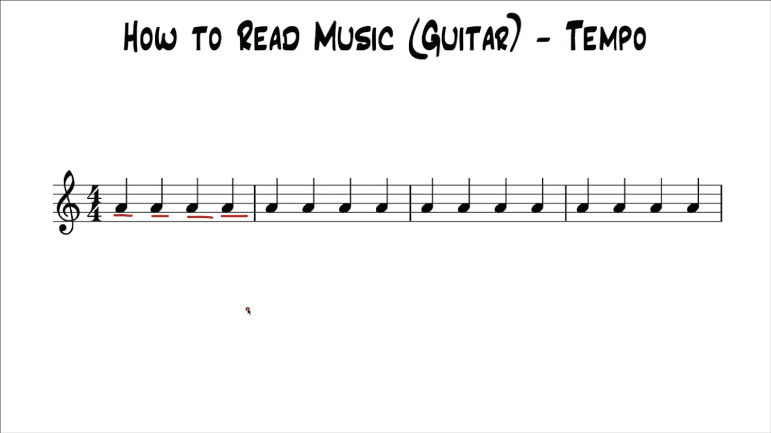and so on. If I sped it up to 120, you'd be able to hear how much faster that is. So it's twice as fast. So now every one of those quarter note beats would be going this fast.